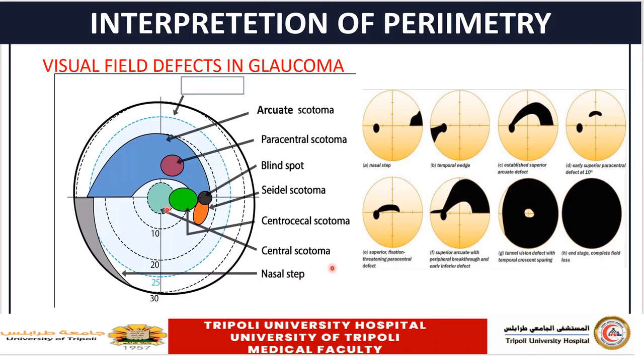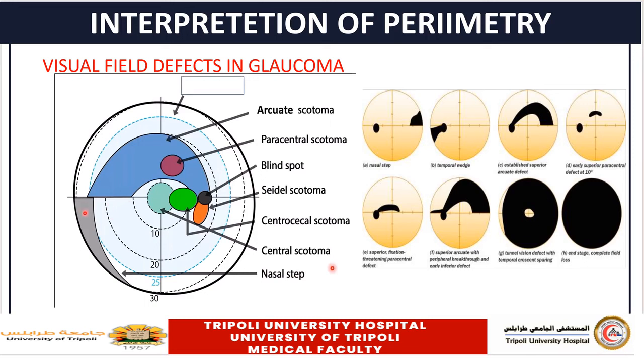If the scotoma is in this area, this is the central scotoma. If there is another scotoma here, this will be called inferior arcuate scotoma. If it fuses with the upper arcuate scotoma, it will form the ring scotoma. And this is the nasal step.